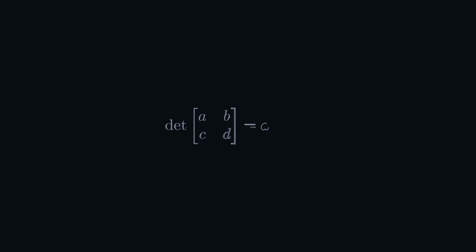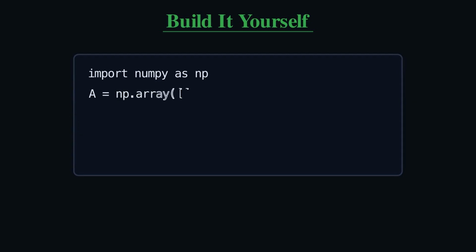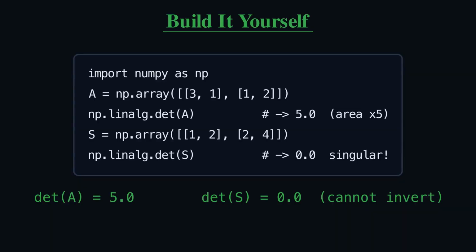So drop the idea that ad minus bc is some formula to memorize. It is a measured area. The one number for how much a transformation zooms space and whether it flips or destroys it. You can measure it yourself in a couple of lines. np.linalg.slogdet gives 5 for our first matrix and 0 for the singular one, the red flag that a layer just threw information away. The full notebook is in the description.